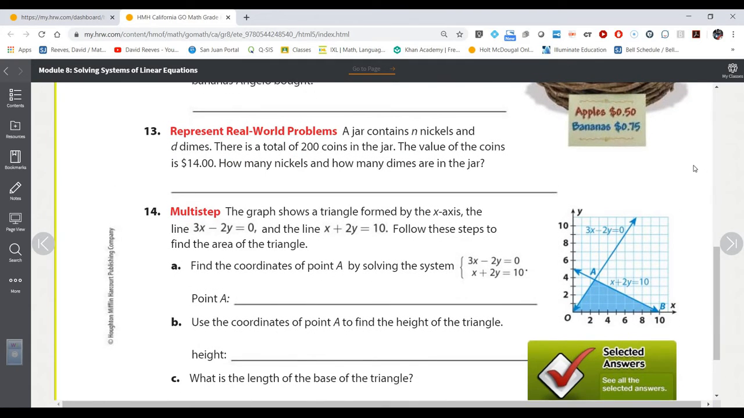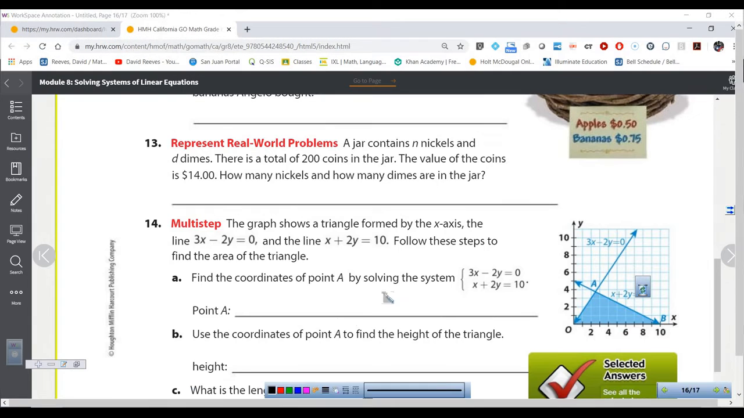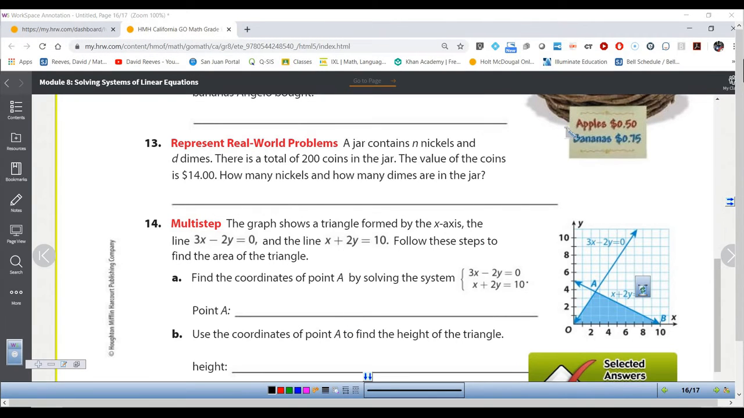A jar contains N nickels and D dimes. There is a total of 200 coins in the jar. The value of the coins is $14. How many nickels and how many dimes are in the jar? So can you see how this problem is very similar to the one we just did, but instead of apples and bananas, now we have nickels and dimes.